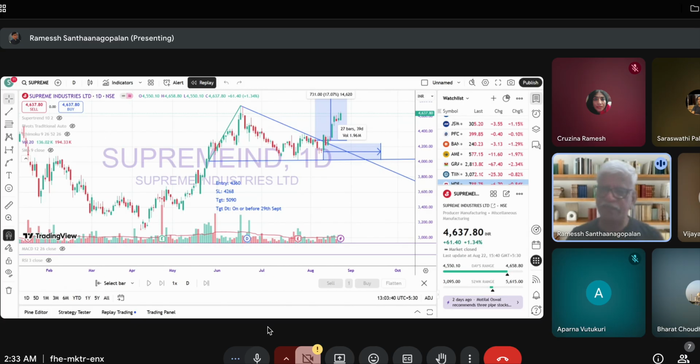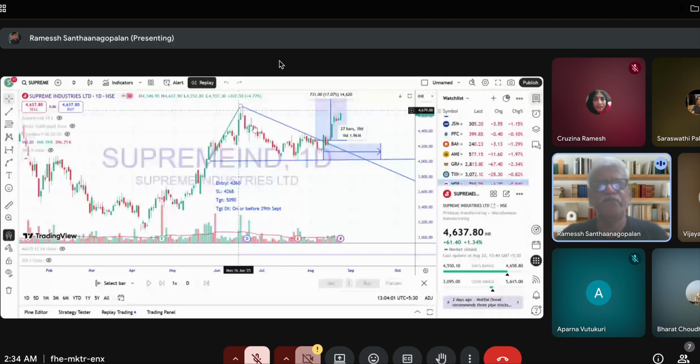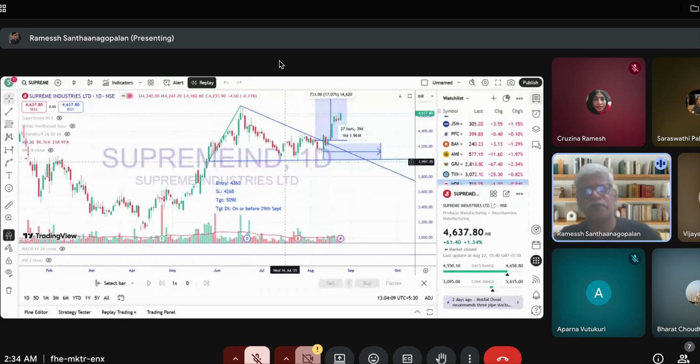This kind of accumulation has a high probability of hitting the target if it breaks out from the consolidation. This is the beauty of the stock: it started from here, moved up to this level, and then came down. When it comes down, people think it will go down, so let us wait, it may go down, let us wait.